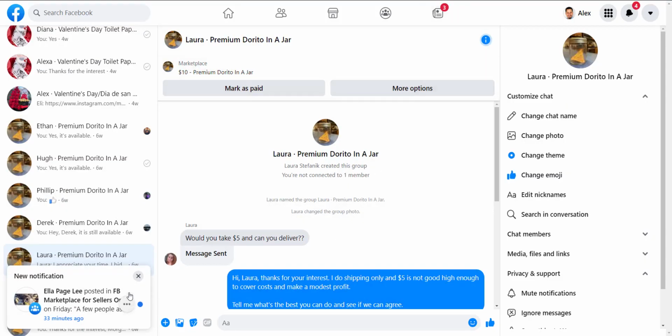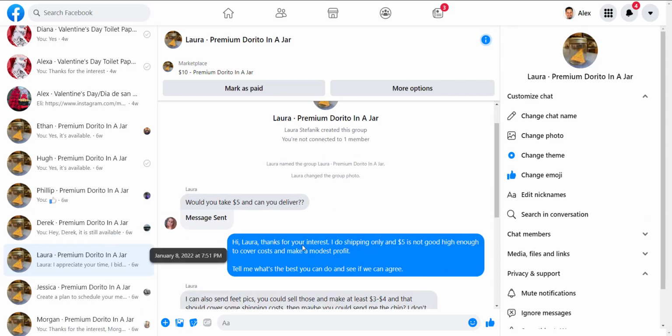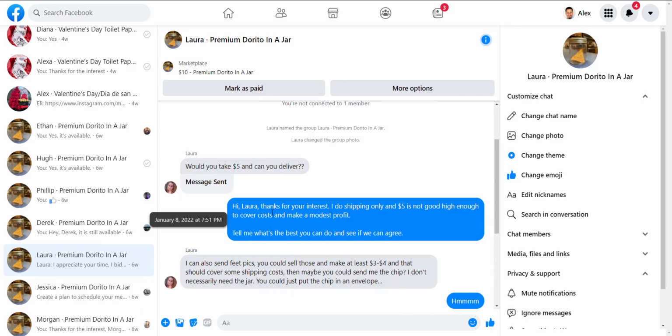Here's another example. This is a person named Laura. Would you take $5 and can you deliver? Now, not everybody delivers. So here's what I said. Hi, Laura. Thanks for your interest. I'm always recognizing them by name and I'm thanking them. This is part of the Dorito in a jar brand voice and its persona. In other words, how I act and how I present myself out in the public.